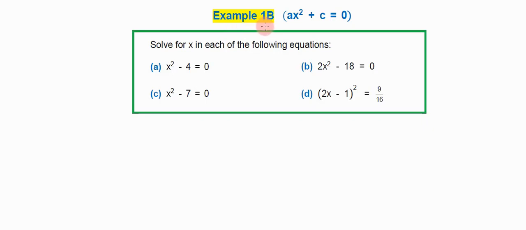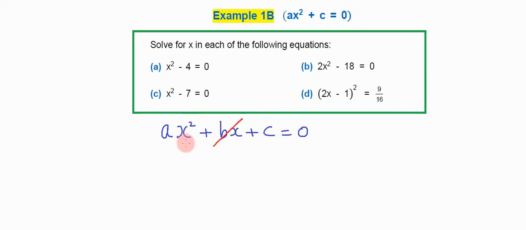So example 1b deals with quadratic equations in the form ax squared plus c equals 0. In other words, when we take the standard quadratic form, ax squared plus bx plus c equals 0, and b is equal to 0, then the middle term here vanishes, and we end up with this form, ax squared plus c is equal to 0. So we want to look at how to solve an equation in this form. And we're basically going to use a difference of squares.